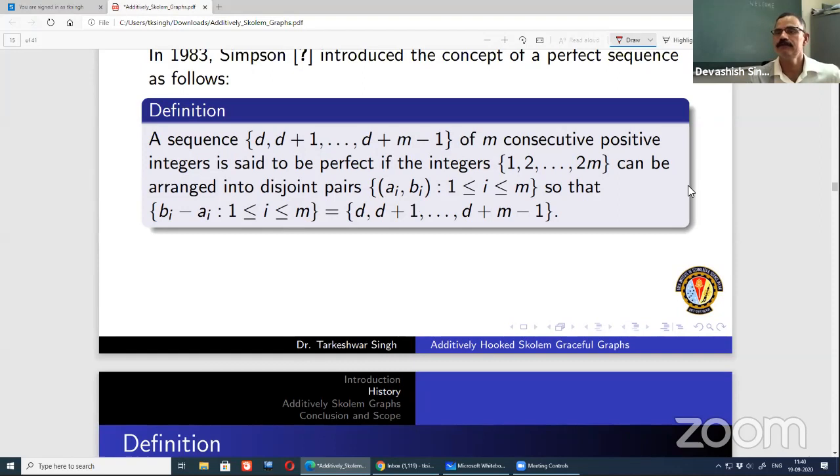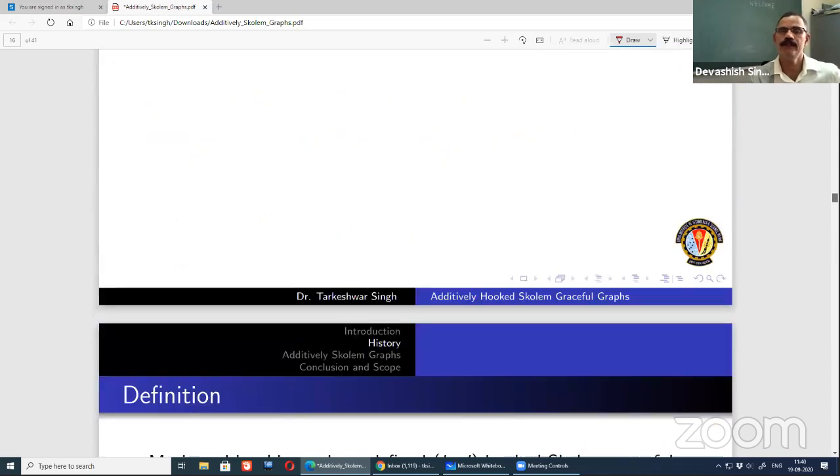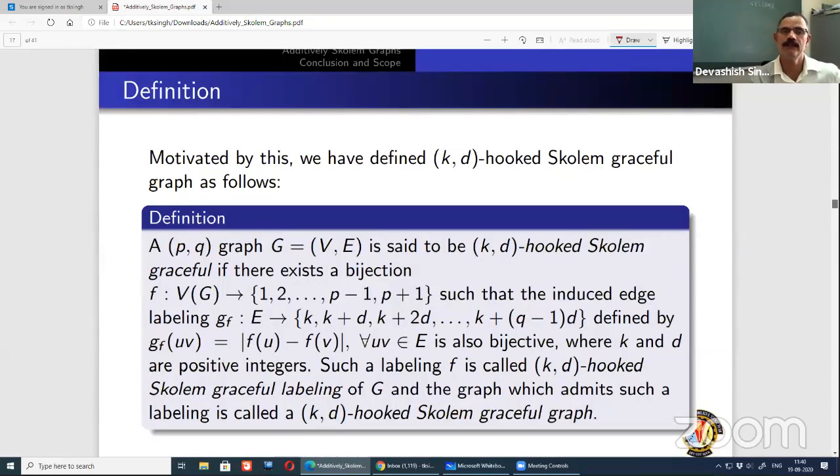Then Simpson called this a perfect sequence. Now, motivated by this, we have defined the kd-hooked Skolem sequence and kd-Skolem sequences, using graph theoretic terminology, graph labeling. So what we have defined, myself, Jessica, and Professor Arumugam, we have defined that.